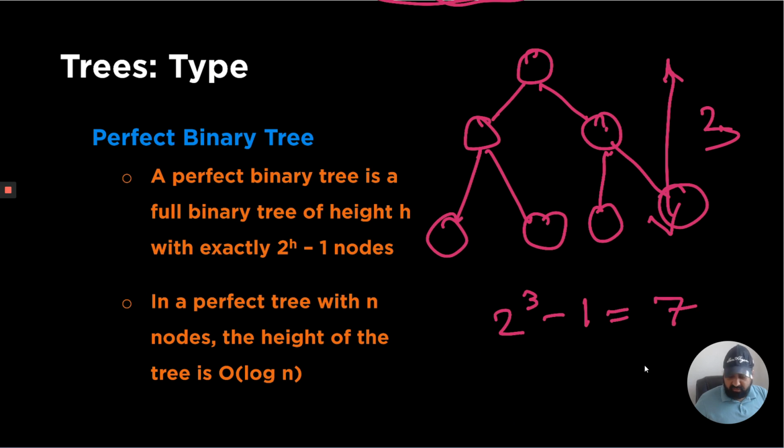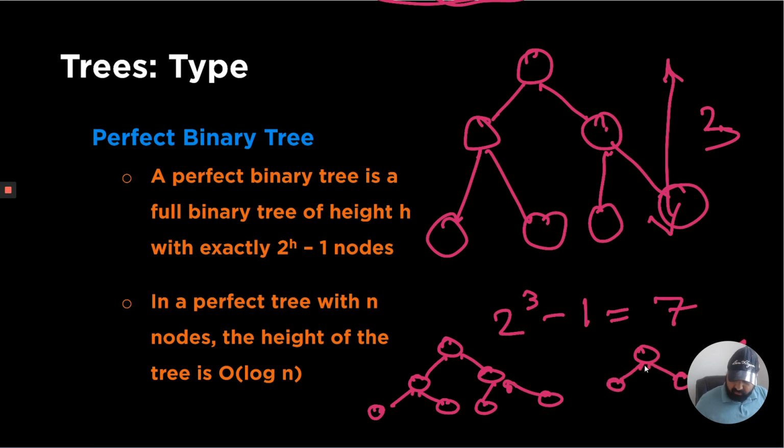In general, all perfect binary trees are filled up till the last level. This is a perfect binary tree. So is this one. And so is this one. If I make another level that is completely filled, then that's a perfect binary tree.